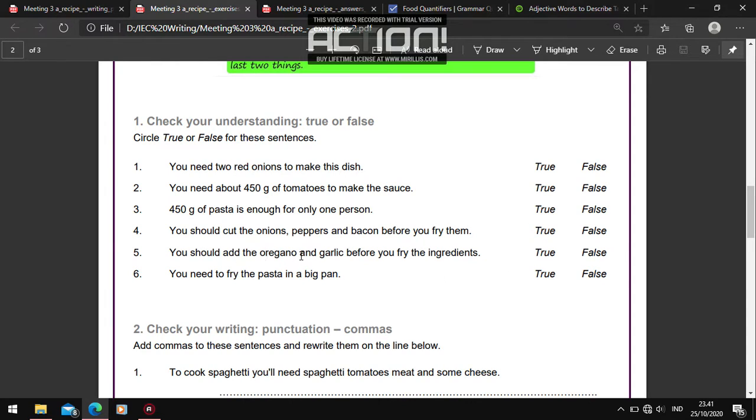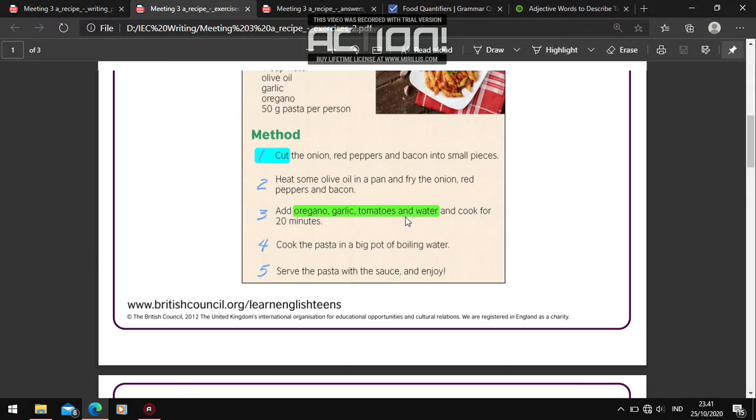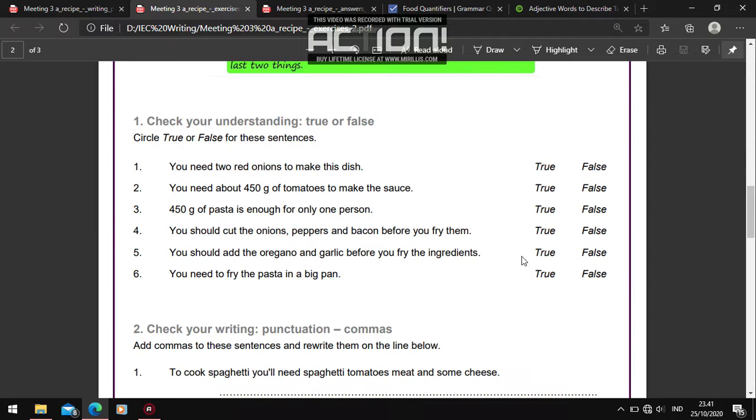Okay, number 5. You should add the oregano and garlic before you fry the ingredients. Is it true, before? No, right? So you do this one first. Fry the onion, red peppers, and bacon first, and after that oregano. That's why the answer is false. Not before, but after.